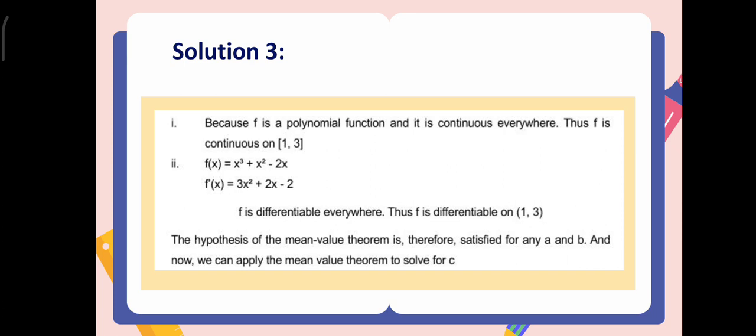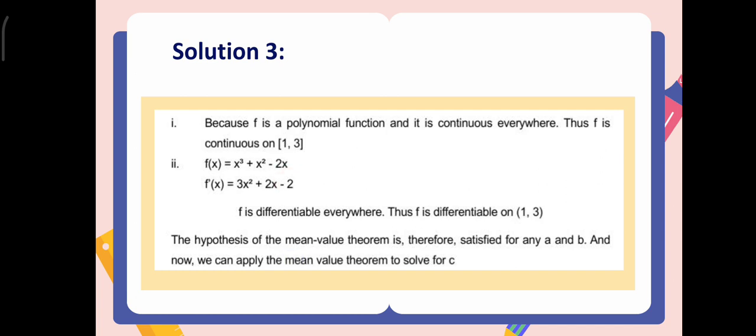So because f is a polynomial function and therefore it is continuous everywhere, thus f is continuous on the closed interval 1, 3. So, for the second hypothesis or the second condition of the mean value theorem, let us see if x cubed plus x squared minus 2x is differentiable.